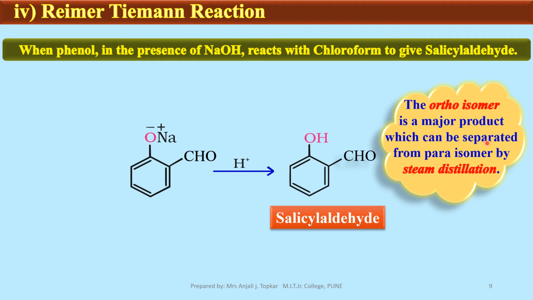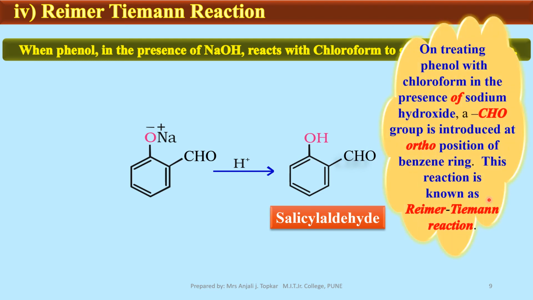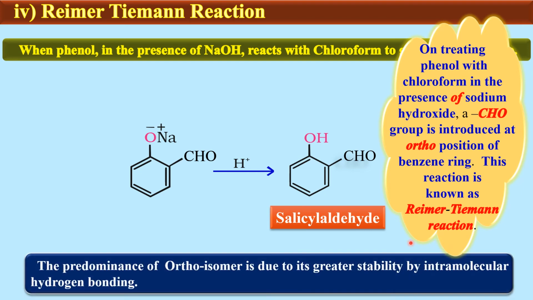On treating phenol with chloroform in the presence of sodium hydroxide, CHO group is introduced at ortho position of benzene ring. This reaction is known as Reimer-Tiemann reaction. The predominance of orthoisomer is due to its greater stability by intramolecular hydrogen bonding.